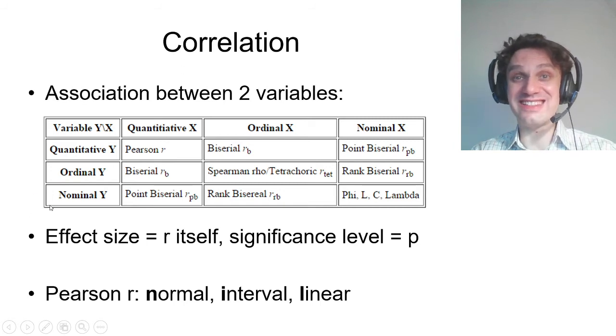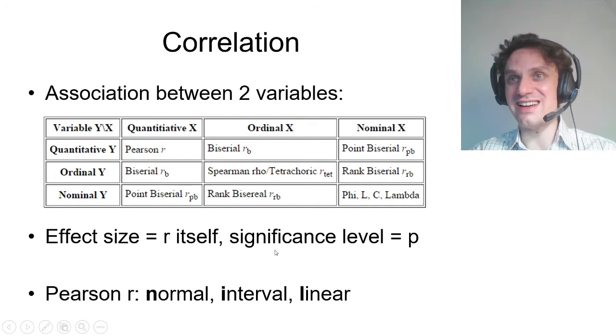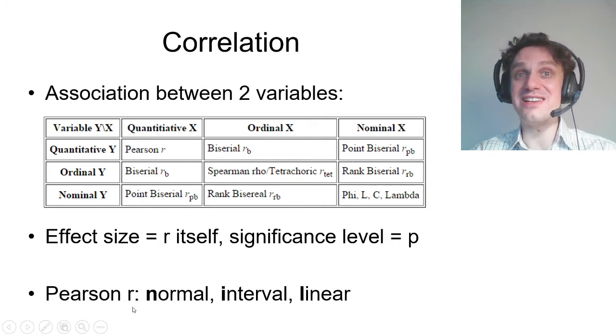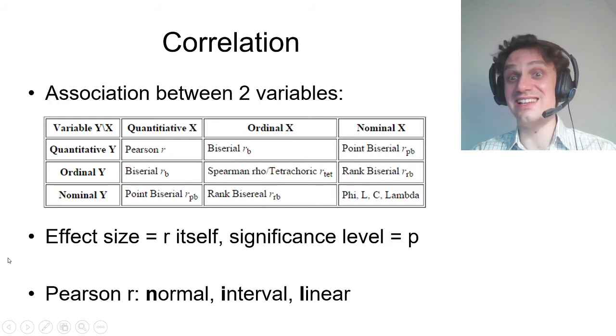For correlation, I remind you that things are a little bit easier with effect sizes because the value of the correlation coefficient itself is its effect size. And you just need to check the significance level to make sure it's significant and it's not there by chance. And I remind you about the three assumptions of Pearson correlation: that data are normally distributed, the scale is interval, and the association is linear. And these assumptions are normally related.